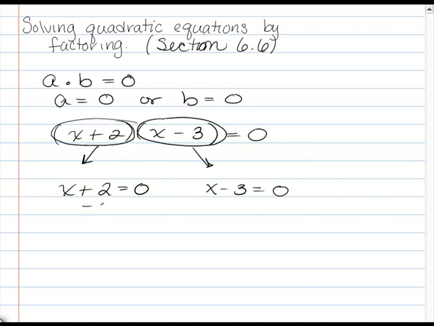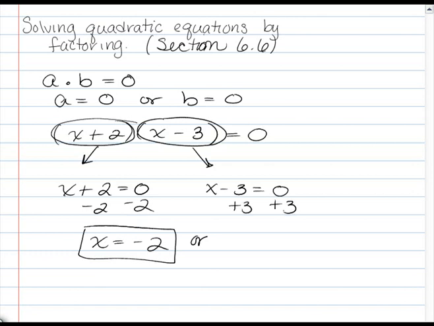Then we're going to solve each one of these equations. So we're going to get that x equals negative 2. There's one possible answer. Or we're going to add 3 on the second equation and x would equal 3, and there's our second answer. For the most part, quadratic equations will give you 2 distinct answers, but on occasion you can have ones that will only give you one answer. So here are some examples of solving quadratics by factoring.